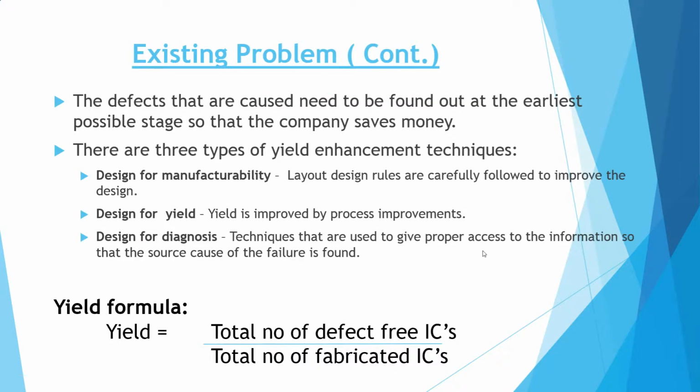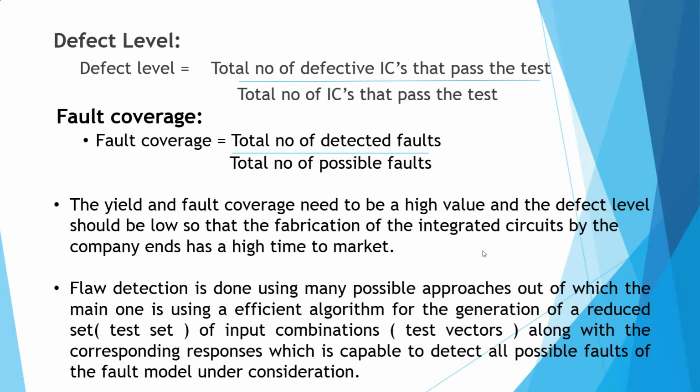Now we look at three formulas: the yield formula, the defect level and the fault coverage. The yield formula is the ratio of the total number of defect-free ICs to the total number of fabricated ICs. The second, defect level, is the ratio of the total number of defective ICs that pass the test to the total number of ICs that pass the test. Third is the fault coverage, which is the ratio of the total number of detected faults to the total number of possible faults. The yield and fault coverage need to be of a high value and the defect level should be low so that the fabrication of the integrated circuits has a high time to market.